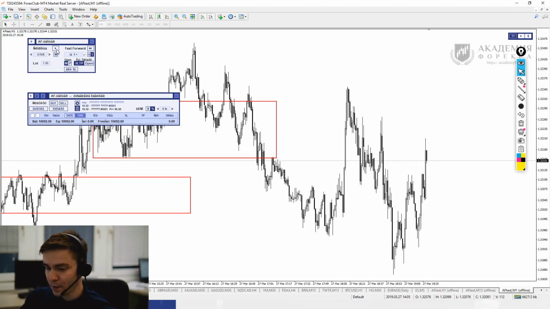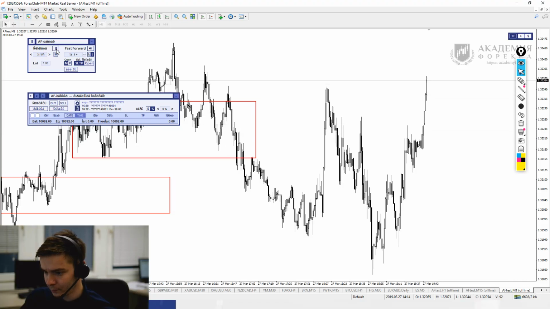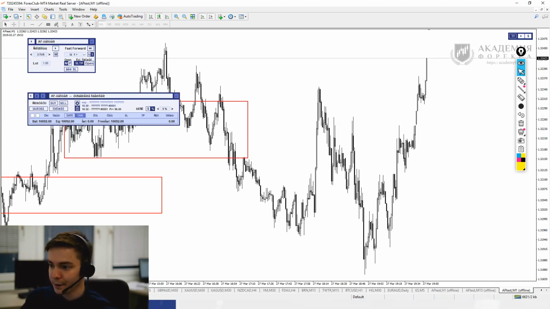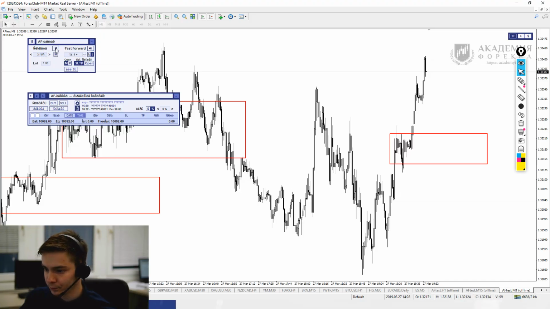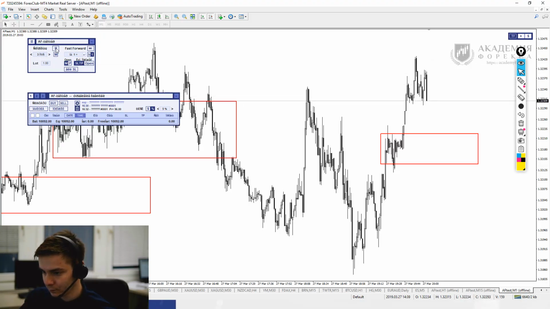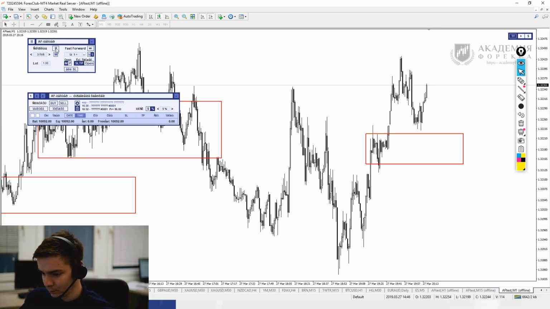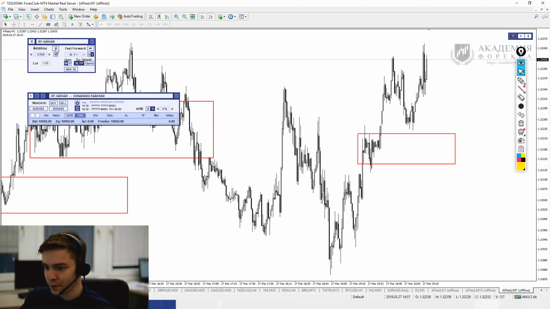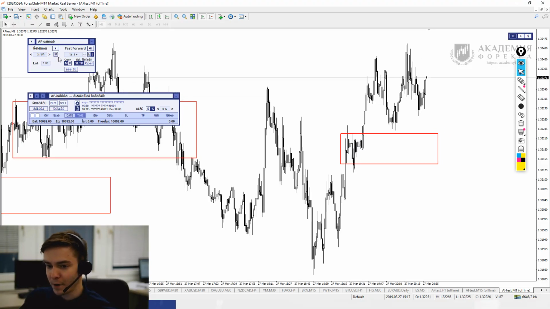Okay, we have some impulsive movement up. And now we see that finally our pattern is formed here. We have this place of consolidation. I would like to see direction here. Trading is about perfect timing, and we need to be aware of that.